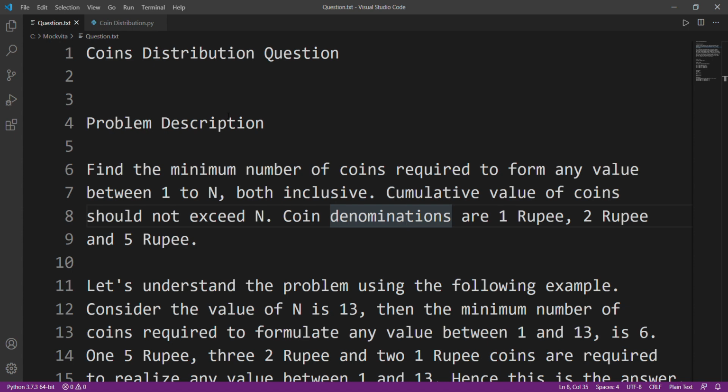In that, you were asked how many ways are there possible if you want to reach a certain number n, and you have this and this and this coins. What this question is asking you is that you have to find the minimum number of coins required to form any value between 1 to n, both inclusive, 1 and n are inclusive. The cumulative value of coins should not exceed n. Coin denominations are 1, 2 and 5 rupee coins.